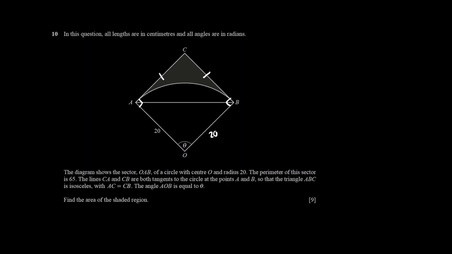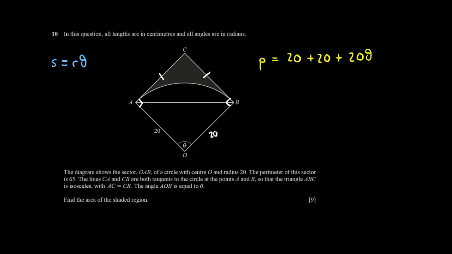Now, how can we proceed? Well, the first thing we want to do is find that angle there. How are we going to find that angle? Well, we've got one bit of information. We know that the perimeter of the sector is 65. The perimeter is going to be this length 20 plus this length 20 plus this length here, which is the arc length. The arc length of a sector is given by the radius times the angle, r theta, so long as theta is in radians. So the perimeter P is going to be equal to 20 plus 20 plus r times theta. So r is 20 and theta is the unknown angle.